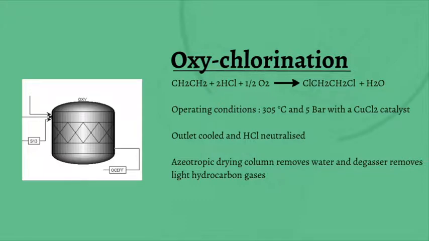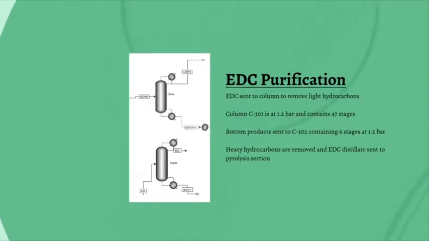In oxychlorination, ethylene, oxygen, and HCl, recycled from downstream, are fed into the fluid bed reactor R101, operating at 305 degrees C and 5 bar with a copper chloride catalyst to produce EDC in water. The product stream passes into a quench column, where an alkaline solution neutralizes excess HCl. The product passes to an azeotropic drying column to remove water.